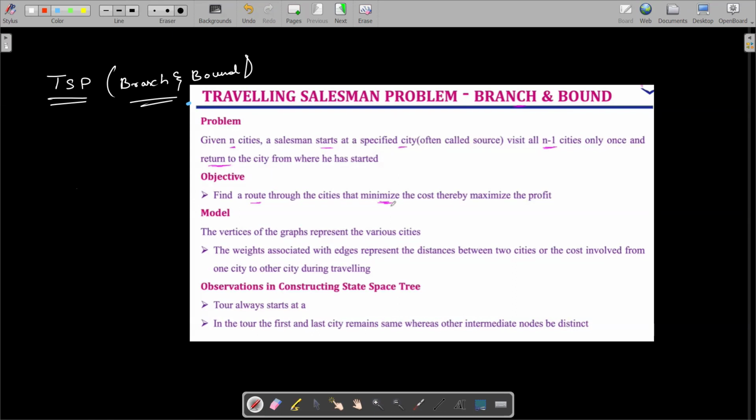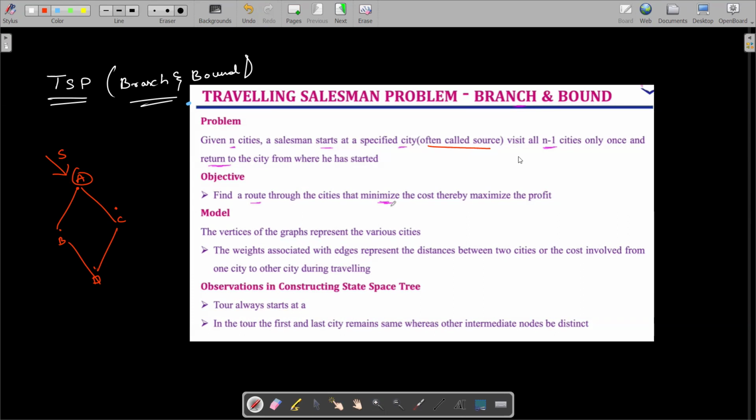Suppose I take cities like A, B, C, D, like this. You will start from here, and the path will be like this. Any one vertex you are going to consider as a source vertex. So that is the meaning here.